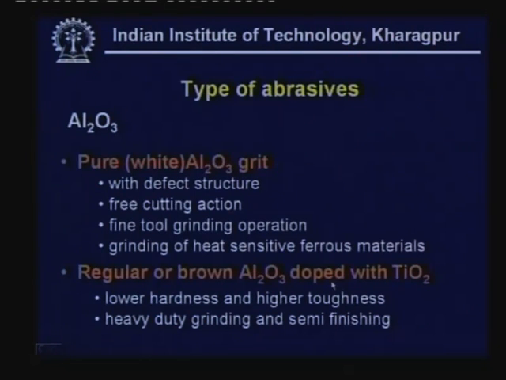Just now we have mentioned the regular brown. This has a lower hardness, but it has better toughness compared to the white variety, and obviously this should be the choice for heavy duty grinding. So these are the two types of aluminum oxide grit.